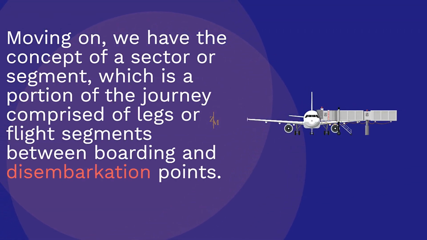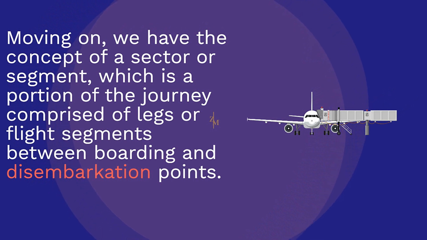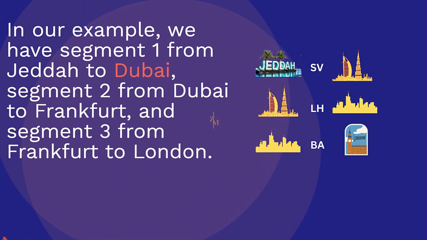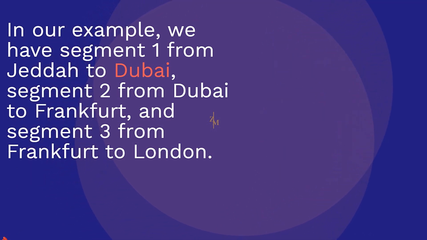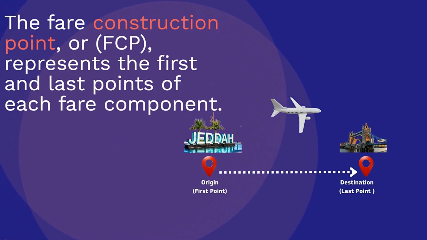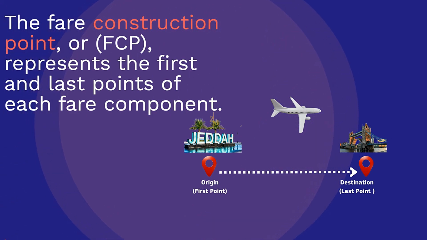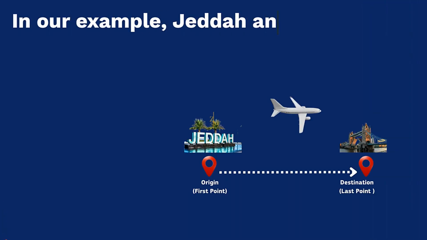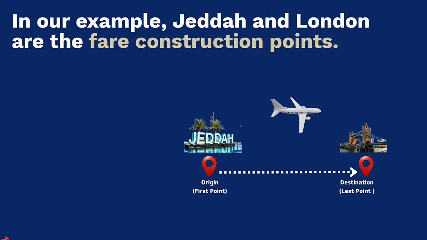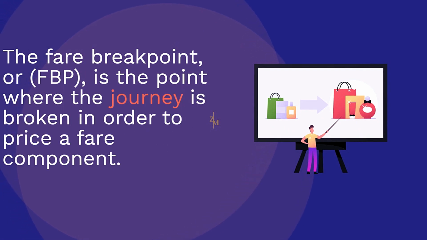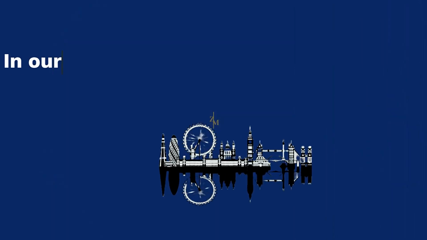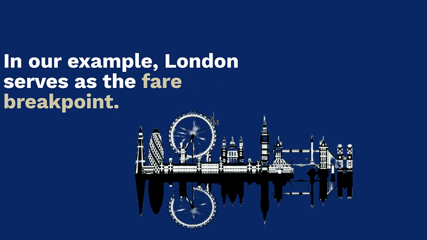Moving on, we have the concept of a sector or segment, which is a portion of the journey comprised of legs or flight segments between boarding and disembarkation points. In our example, we have segment 1 from Jeddah to Dubai, segment 2 from Dubai to Frankfurt, and segment 3 from Frankfurt to London. The fare construction point, or FCP, represents the first and last points of each fare component. In our example, Jeddah and London are the fare construction points. The fare breakpoint, or FBP, is the point where the journey is broken in order to price a fare component. In our example, London serves as the fare breakpoint.